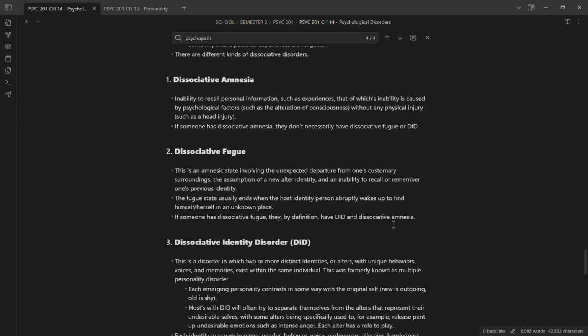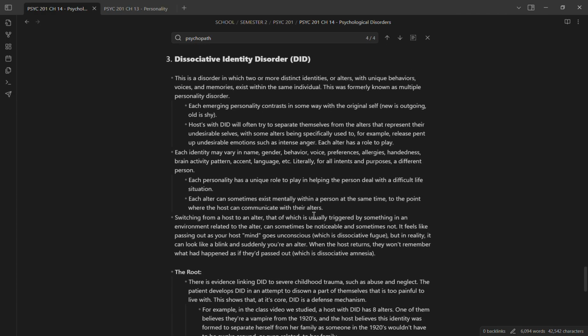So what is dissociative fugue? This is an amnesic state involving the unexpected departure from one's customary surroundings, the assumption of a new alter identity, and an inability to recall or remember your previous identity. So it's kind of this point where you just blink, you drop out of your surroundings, and now you have a new alter identity, and you have the inability to recall who you were before. This state usually ends when the host identity person abruptly wakes up to find him or herself in an unknown place. Again, this sounds a lot like DID, but we'll explain why it's part of DID, not DID entirely. But again, if you have this, by definition, you have DID and dissociative amnesia.